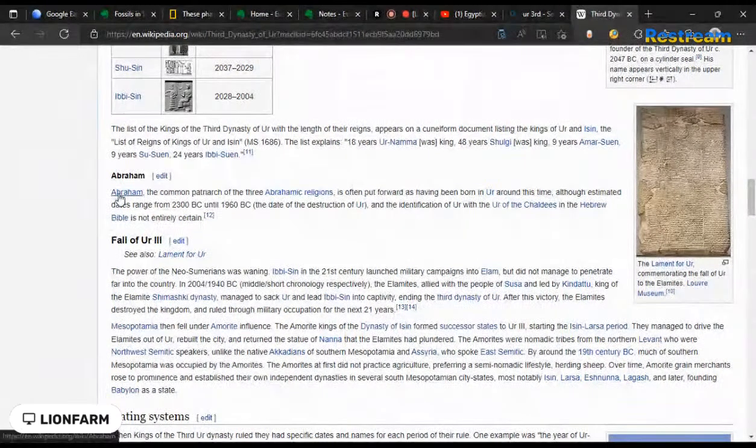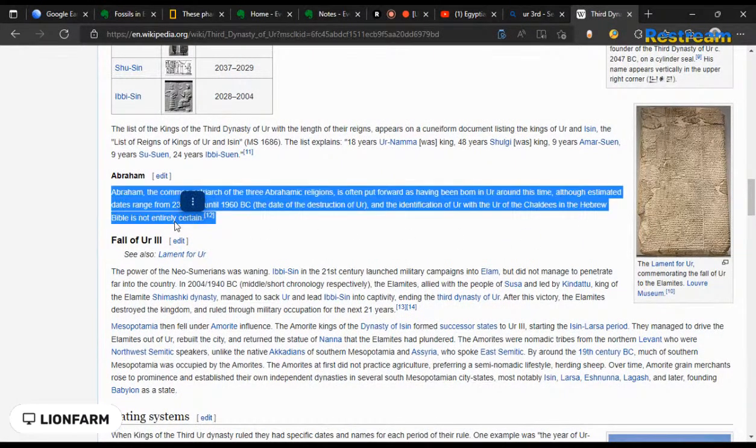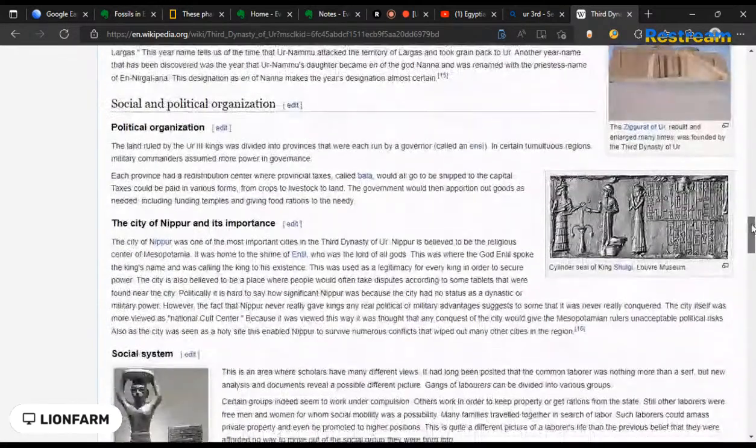You can see right here, they'll say born around this time, right? Although estimated dates range between 2300 BC to basically like 1960 BC. Some say 1800 BC. The identification of Ur of the Chaldeans in the Hebrew Bible is not entirely certain. But there are a lot of people that went over this, and they do know this is about the dynasty of that, because there are other ways of knowing. Obviously, they have connections to Semitic things, and a lot of different things circle around it.